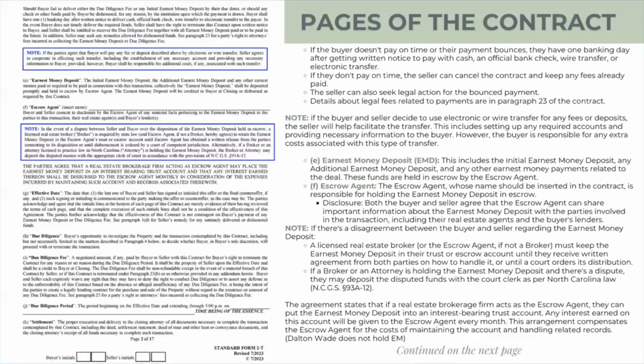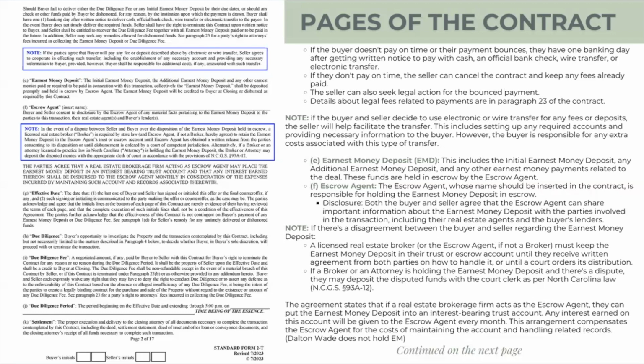All right, page 2. So if the buyer doesn't pay on time or their payment bounces, they have 1 banking day after getting written notice to pay with cash, an official bank check, wire transfer, or electronic transfer. If they don't pay on time, the seller can cancel the contract and keep any fees already paid. The seller can also seek legal action for the bounced payment. Details about legal fees related to payments are in paragraph 23 of the contract.